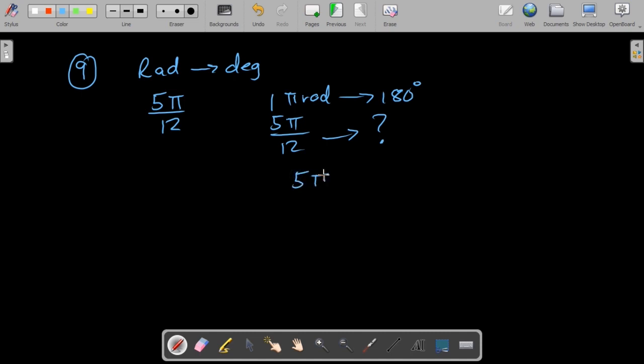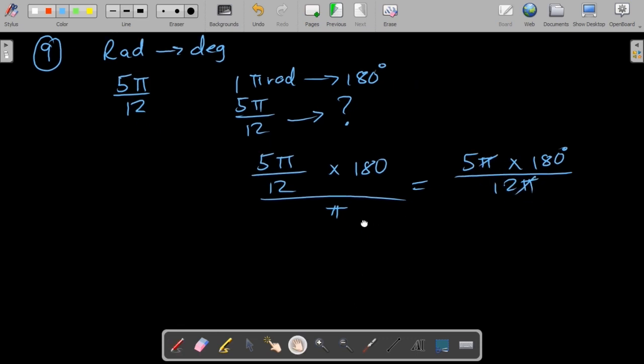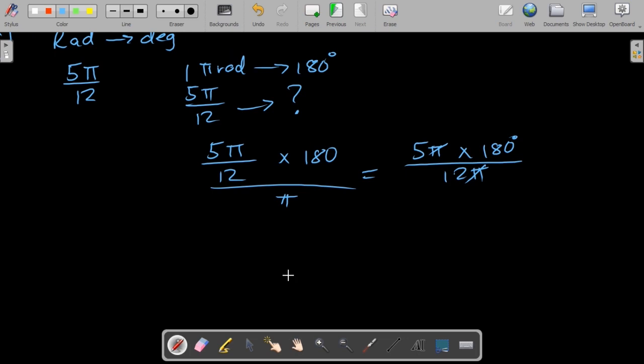So you're going to cross multiply, then divide by pi, and this is the same as having 5 pi multiplied by 180 divided by 12 pi. So the pi's cancel out. At the top we have 900, and 900 divided by 12 is 75 degrees.